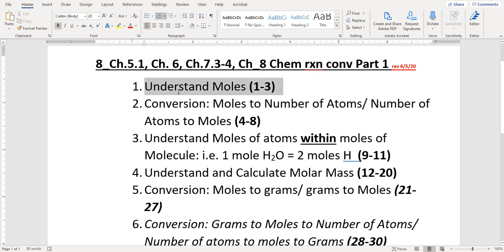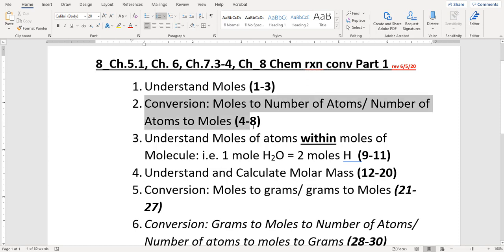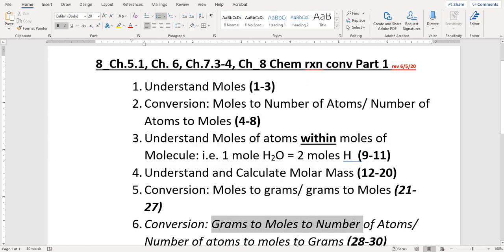So first we're going to be understanding moles, which is a collection unit, and then we'll be doing conversions with moles. Moles to atoms. We'll be getting into moles to grams using molar mass, and then doing more complicated ones going from grams to moles and moles to atoms. So let's go ahead and start off.